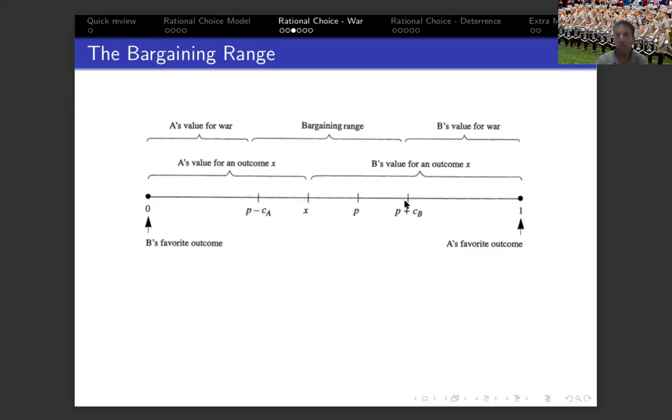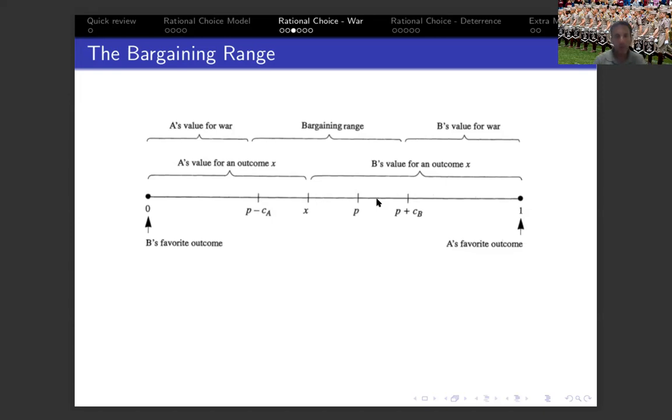Same thing for B. B is on the other side of this interval. This is B's value for war. If B is going to win the war, B is going to get everything. But in this case, just by going into war, that's what B gets. Right? So those are the 2 points. Now, everything that goes between them is what he called the bargaining range.